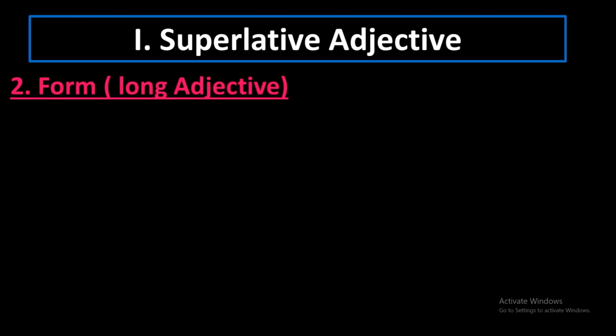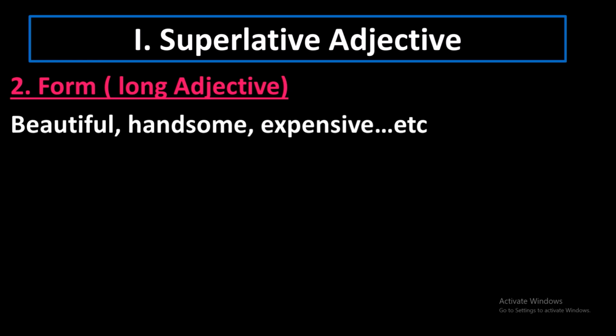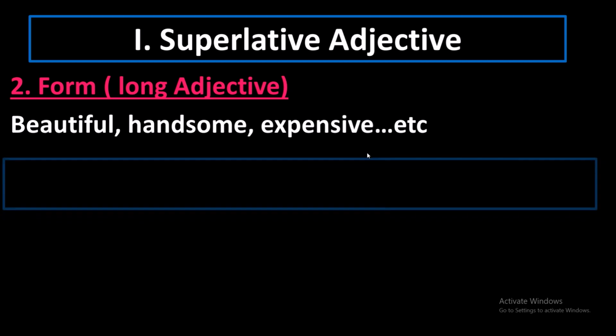Now we talk about long adjectives. You already know what a short adjective is. Now we go to the long adjective. So what is a long adjective? You studied it already. A long adjective is an adjective that has two or more syllables. Let's see an example here, like the words beautiful, handsome, expensive. You hear three sounds, which is three syllables here. So let's take a look at the form here.